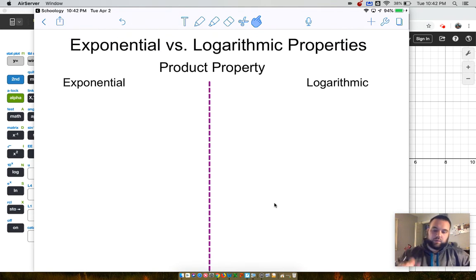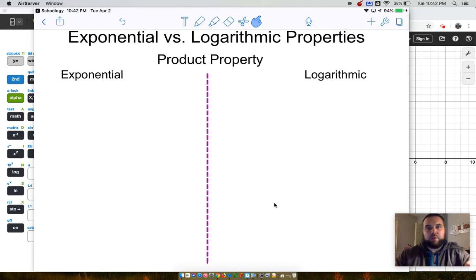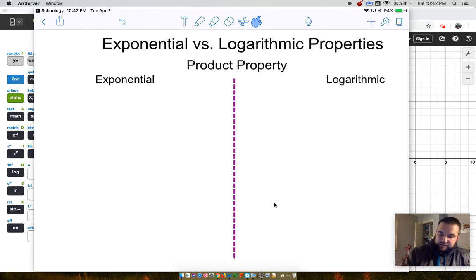So we saw in section 7.3 that logarithms are just the inverse of exponential functions. So there are 3 properties that we know with exponential functions, and I'm going to show you what the logarithmic version of the same thing is.